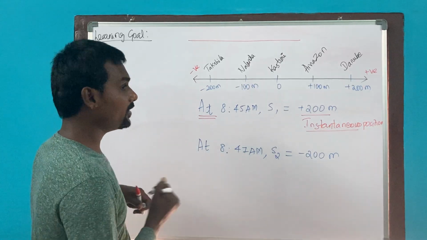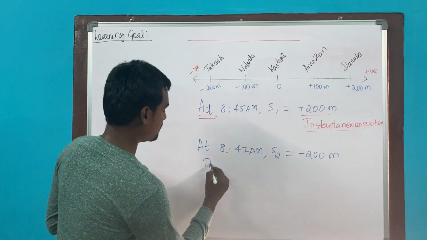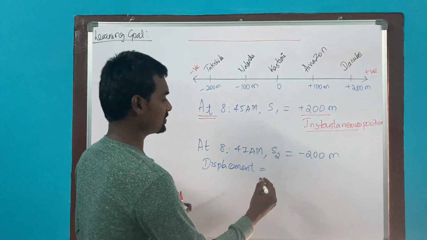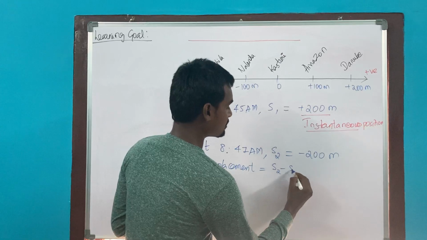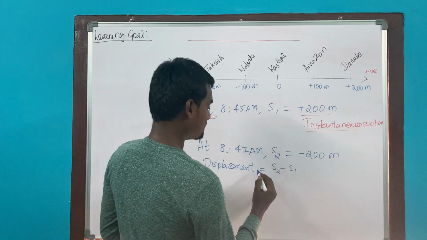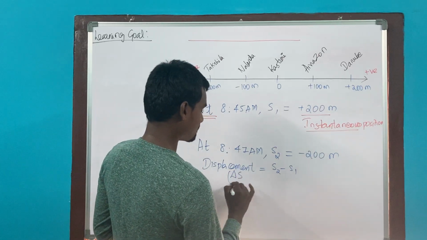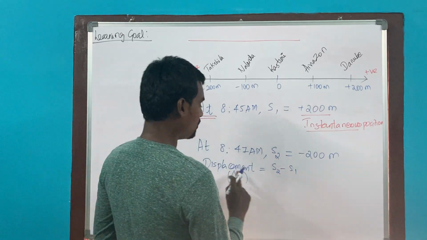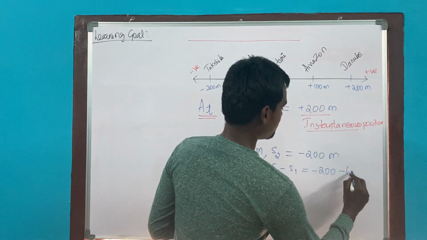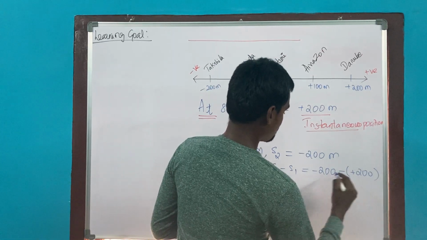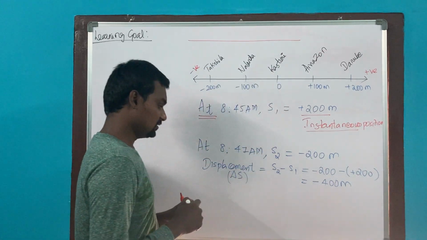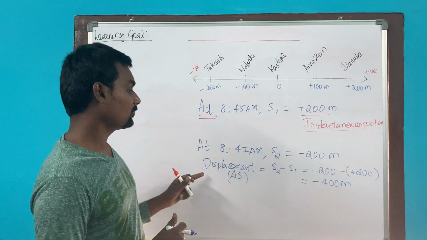Now, how do I find displacement? What's going to be displacement? We know displacement is nothing but S2 minus S1, which is final position minus initial position, and that, let's say, is given a symbol del S. So you have got displacement to be S2 minus S1, so it becomes minus 200 minus of plus 200. So you get minus 400 meter. So that is our displacement of the girl.